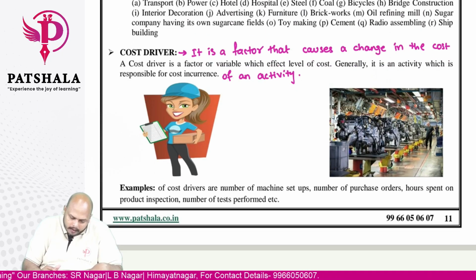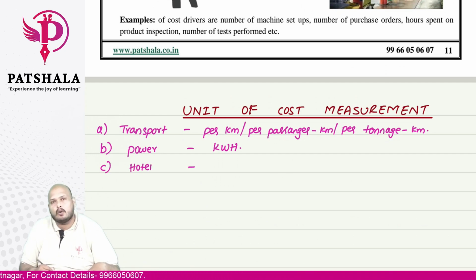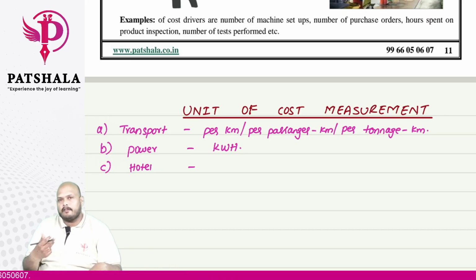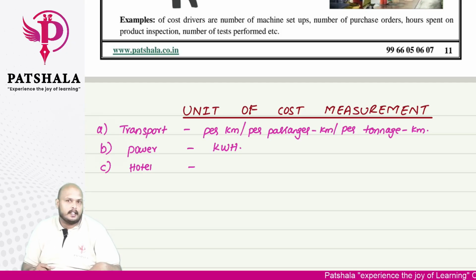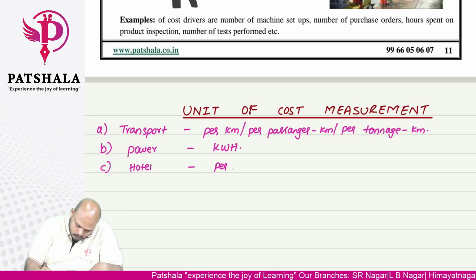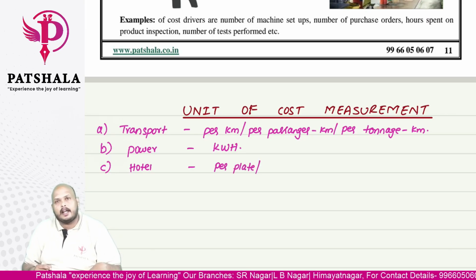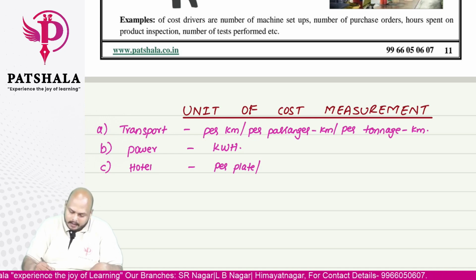Third one, they gave hotel. In the case of a hotel, there are different things we can see. If you are going for a buffet, that is different. If you are going to restaurant dining, that is different. If you are going to a small tiffin center, that is a different case. If you are visiting a small tiffin center, they will charge per plate. If you are going to a medium sized restaurant for lunch or dinner, they will charge per meal.